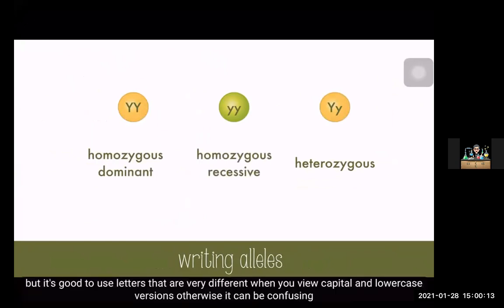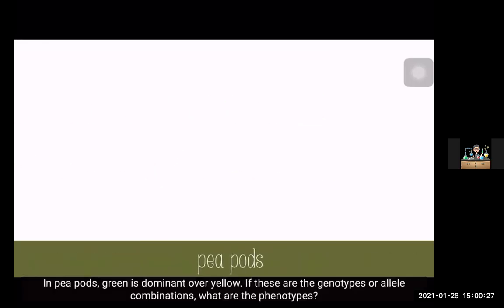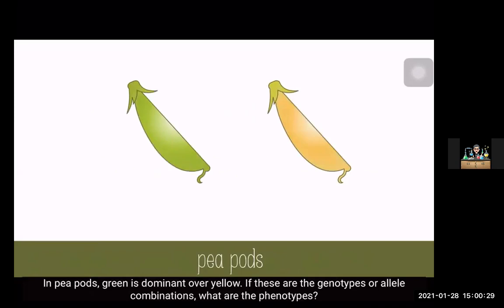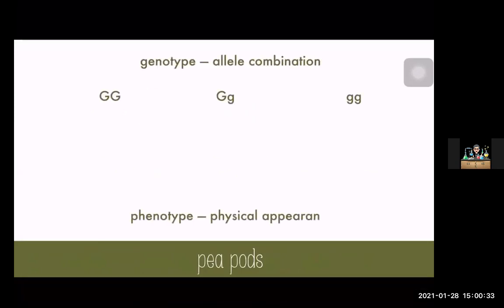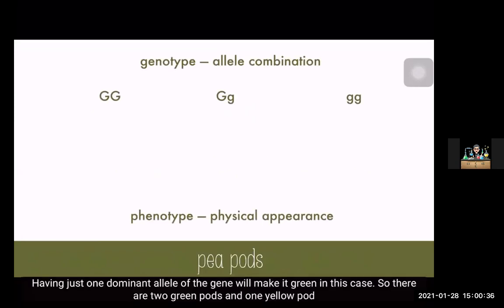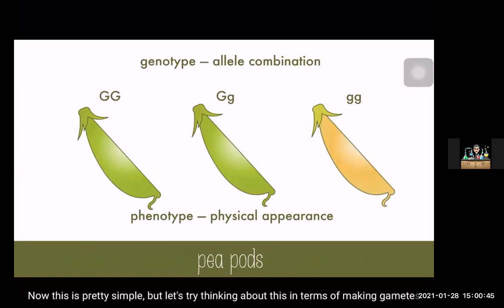The letters we choose here are arbitrary, but it's good to use letters that are very different when you view capital and lowercase versions, otherwise it can be confusing. So letters like O aren't good, but letters like Y, T, or R are great. In pea pods, green is dominant over yellow. If these are the genotypes or allele combinations, what are the phenotypes? Having just one dominant allele of the gene will make it green in this case. So there are two green pods and one yellow pod.